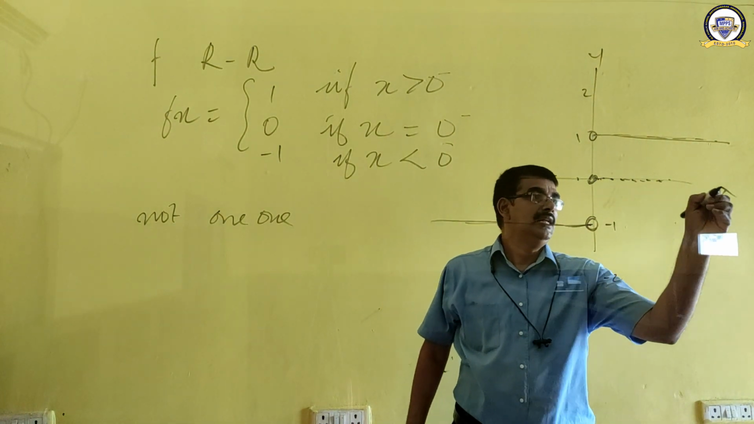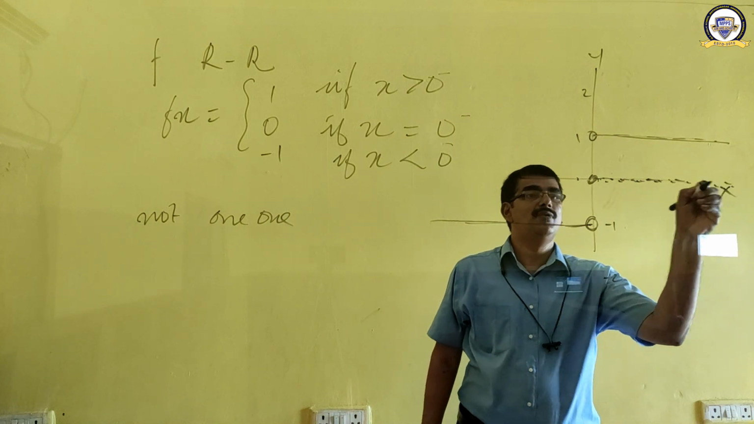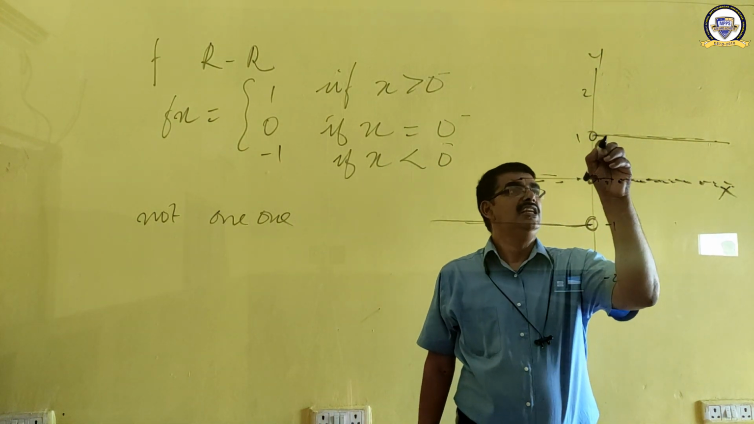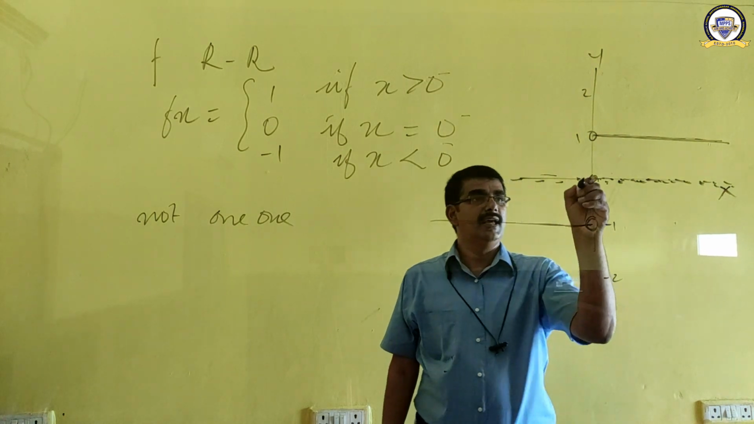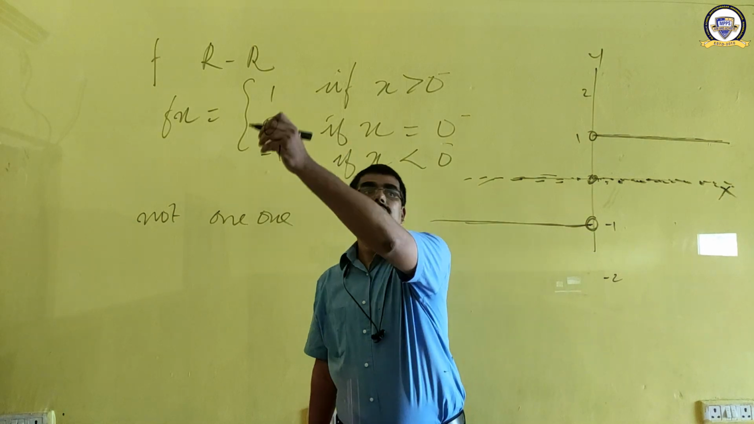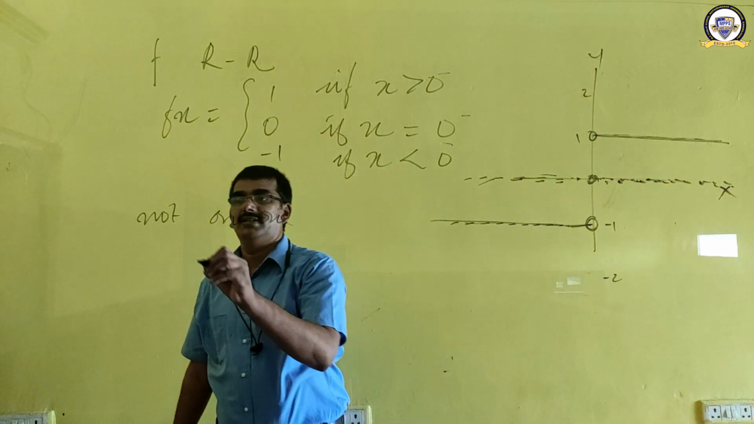Lots of values of x you can see here. Whatever may be the value of x, the image is 1 only. Here on the left side, whatever may be the negative real number value of x, the image should be negative 1 only. That is why it is not 1-1.